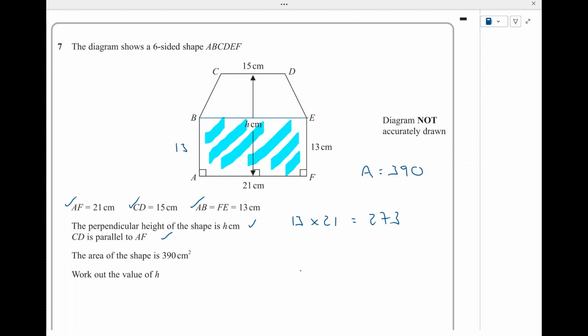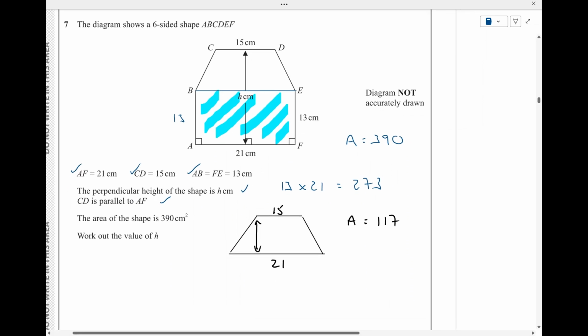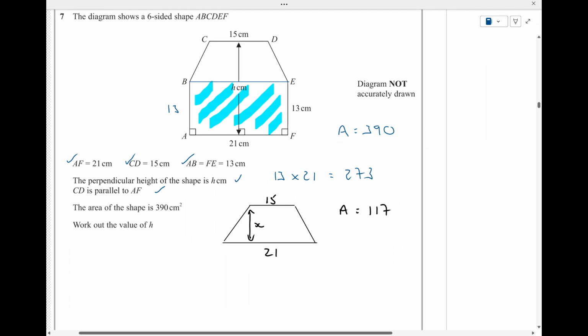Which means that now I know the area of the trapezium. So here's my trapezium. There we are. Looks like this. And I know the area of this shape here. So it's going to be 390 minus 273. So the area of this trapezium is 117. And I know that that's 21 and that's 15, and that is the height of the trapezium, which I'll call x.